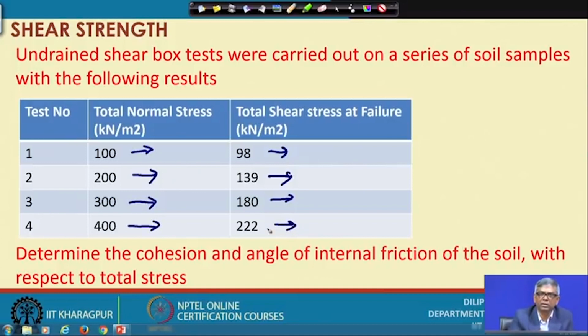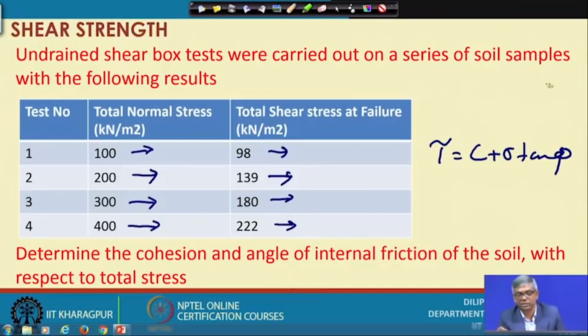So, we have got this data, and now we know that our equation is tau equal to C plus sigma tan phi, and this is the problem: direct shear box tests were carried out on a series of soil samples with the following results.